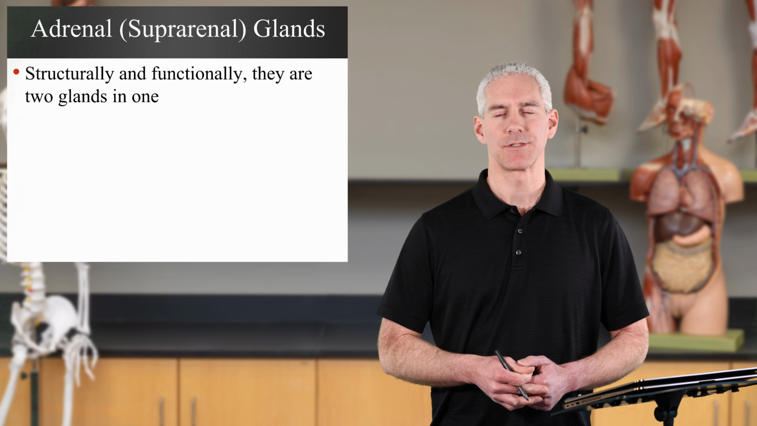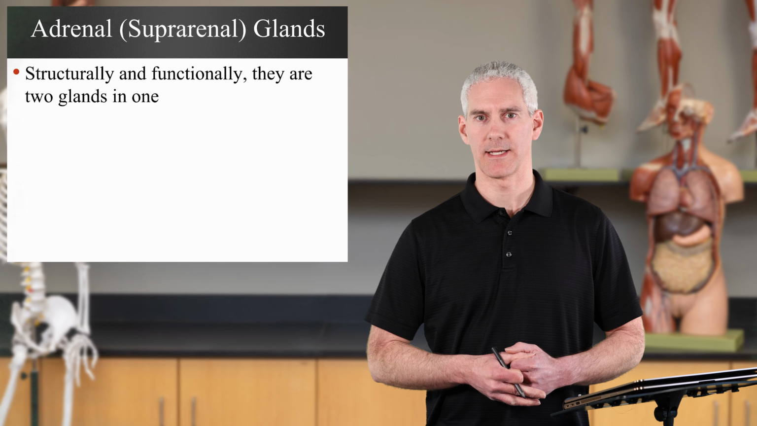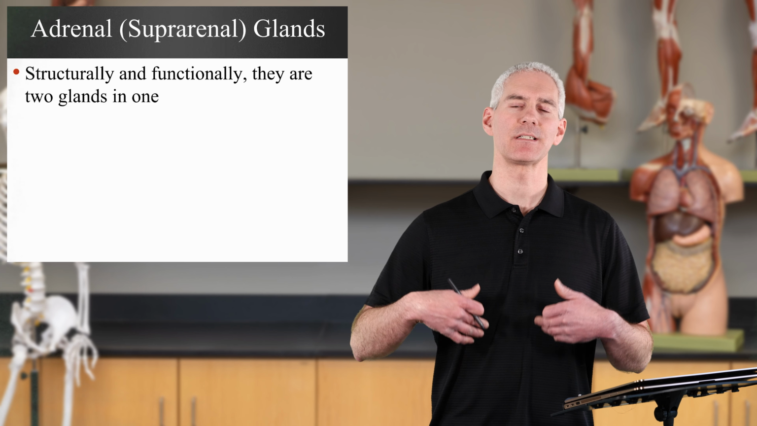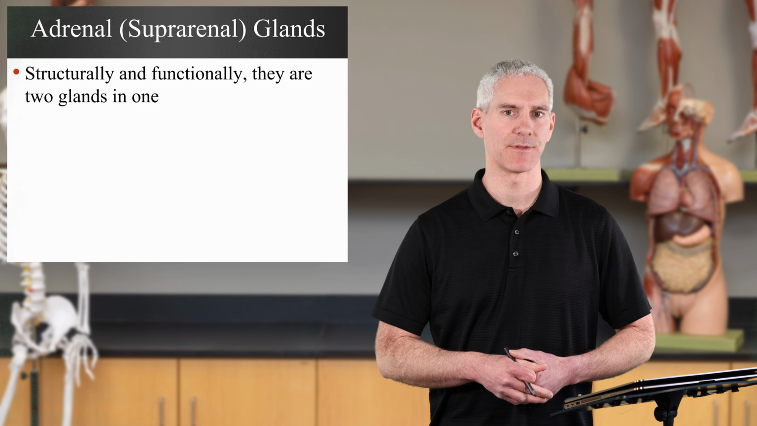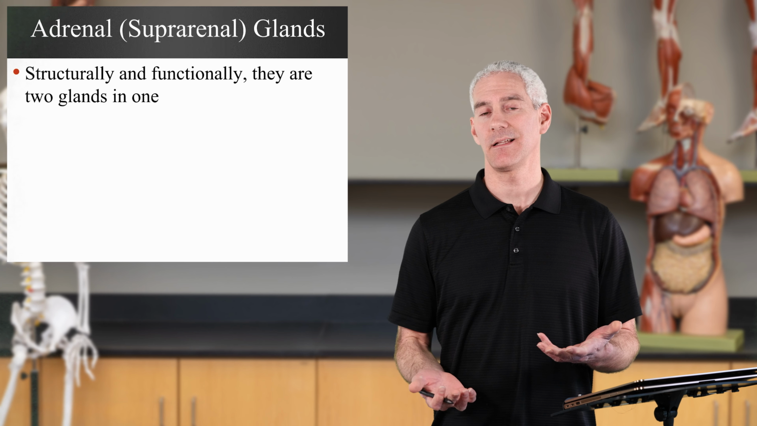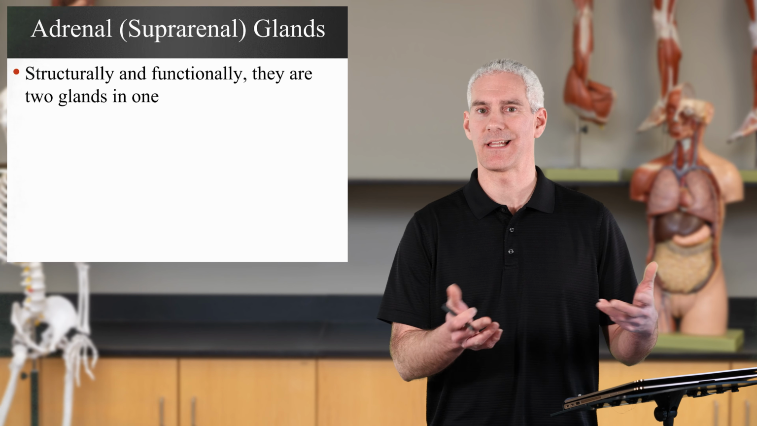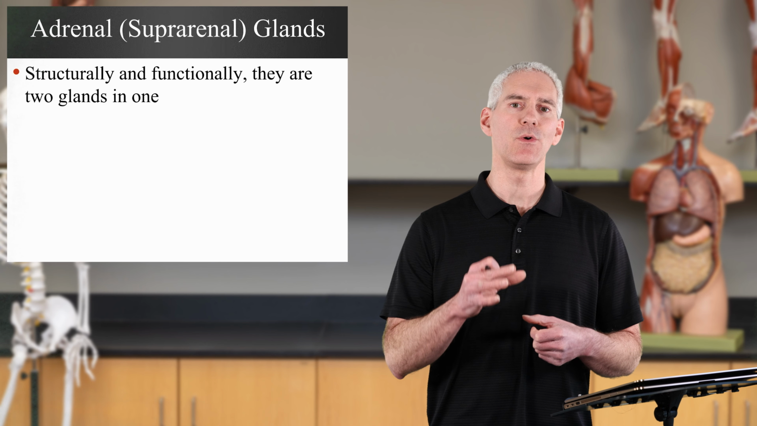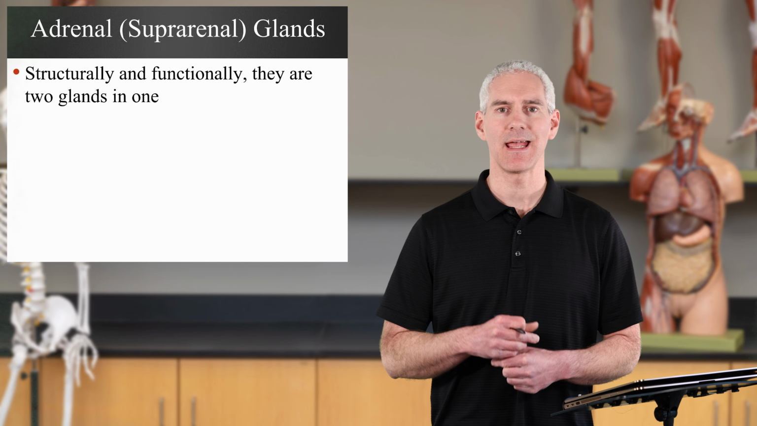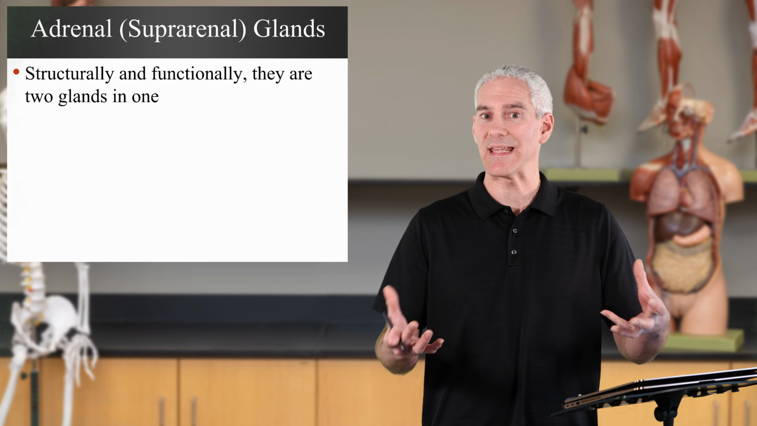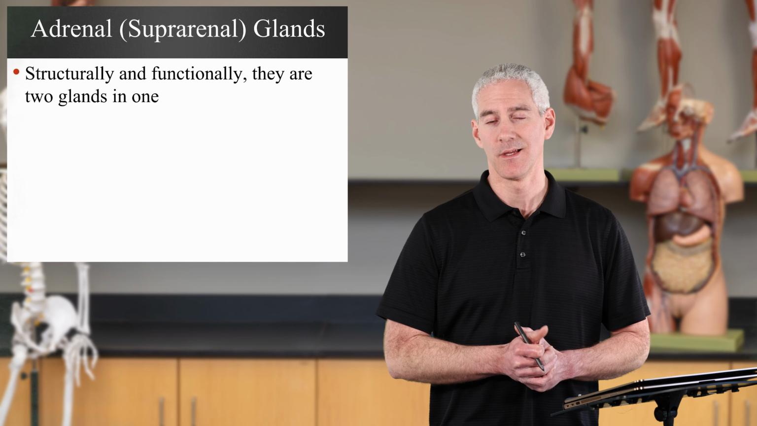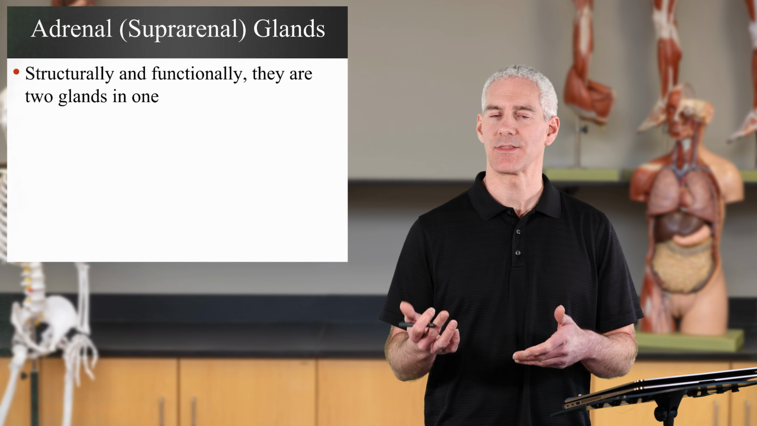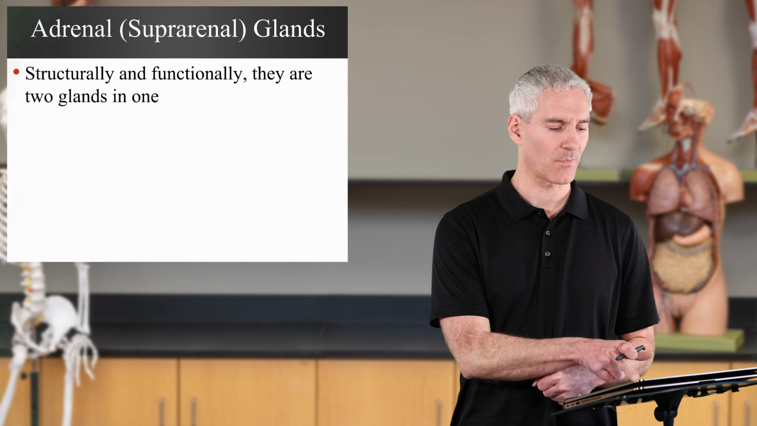The adrenal glands, also known as the suprarenal glands, are sitting just superior, or on top of, the kidneys. Now, in reality, it is called the adrenal gland, but there are really two different functions here. You have two very distinct tissue types and two distinct structures within the same gland. So really, it's kind of a 2-for-1, just like the pituitary was.